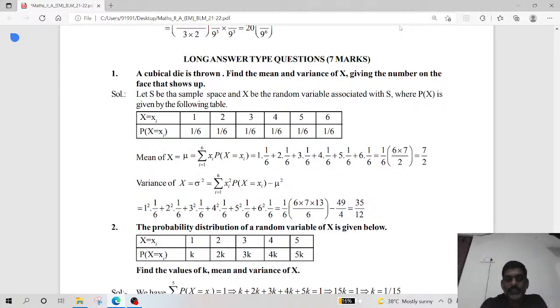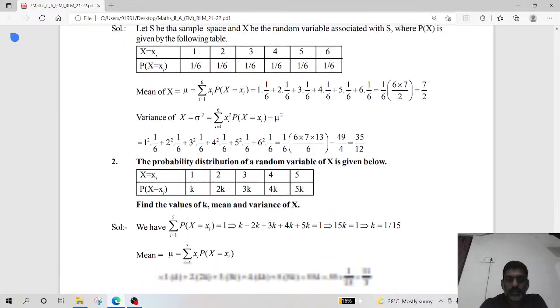Mean of x, mu, is equal to summation i equals 1 to 6 of xi times P of x is equal to xi. Substitute everything into the formula and we can get the value. And then the variance formula is summation i equals 1 to 6 of xi square into P of x is equal to xi, minus mu square. Mu is already known, 7 by 2, and xi square times P of x is equal to xi also calculate. Continue.